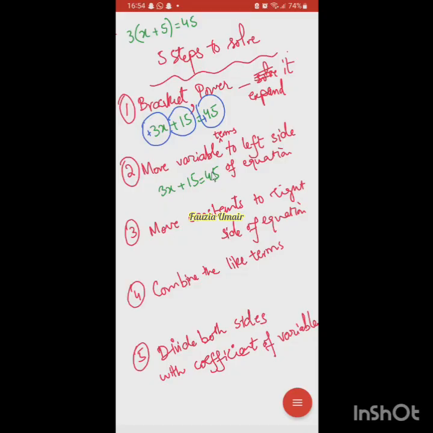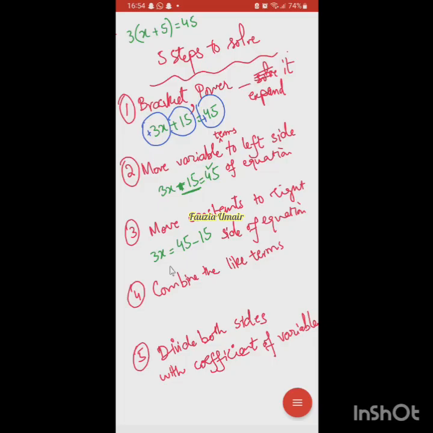This constant is already on the right side, but this is not. So this is plus 15. When I take it towards the other side of the equation, it will be minus 15. Is this step clear? This plus 15, when it goes to the other side of the equation, will become minus 15, right? So now we have rearranged the terms. The variable terms are on the left side and the constants are on the right side.